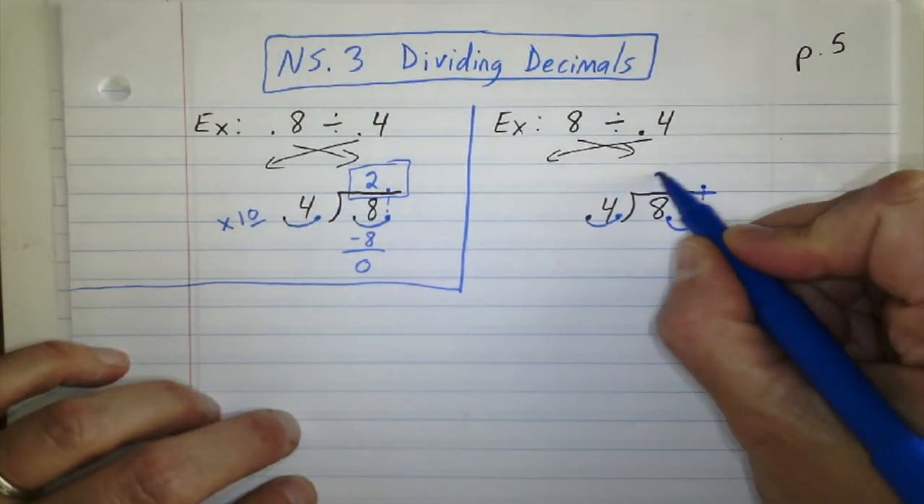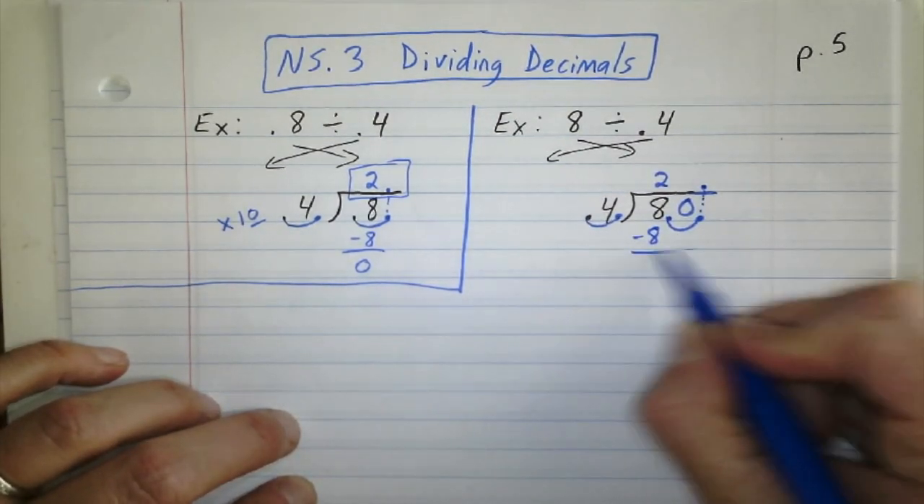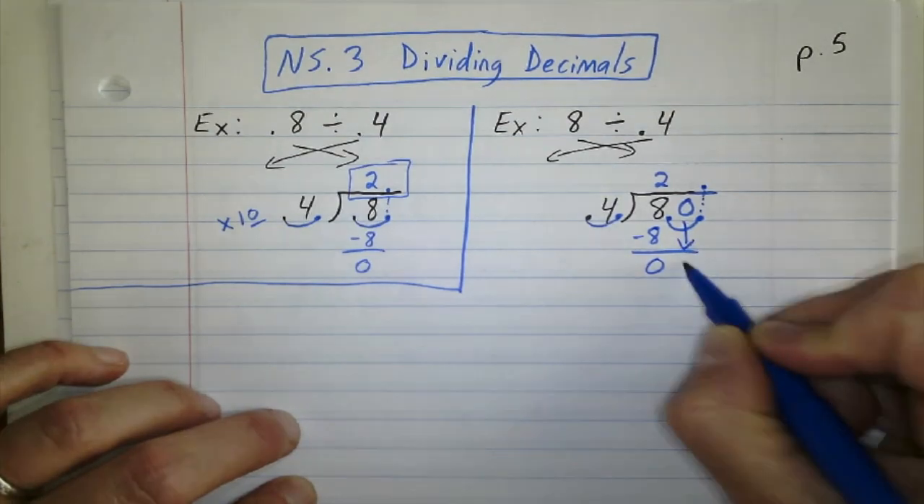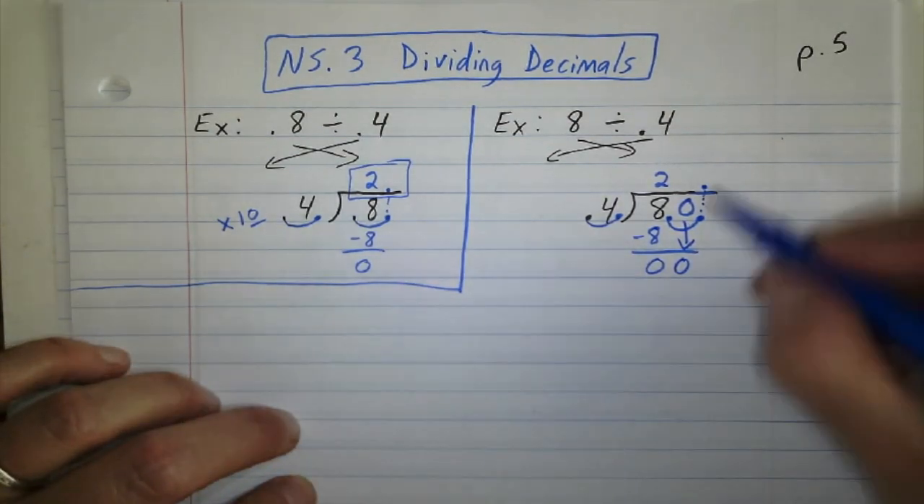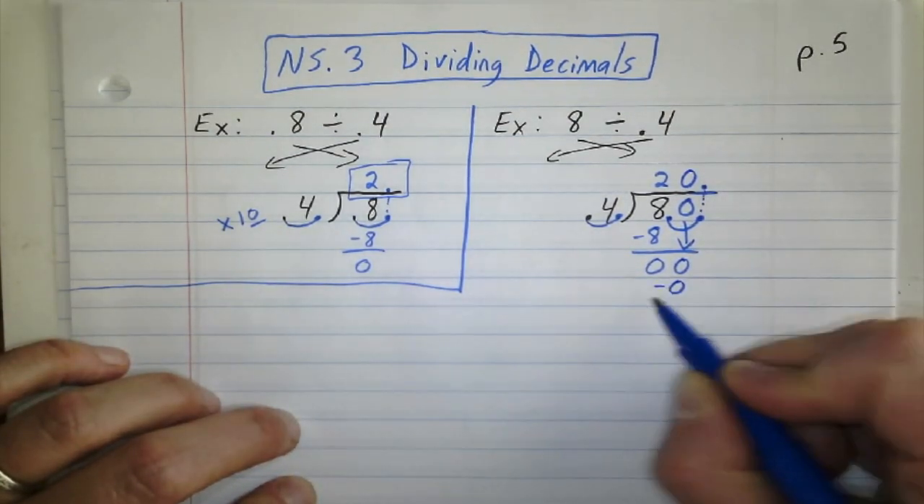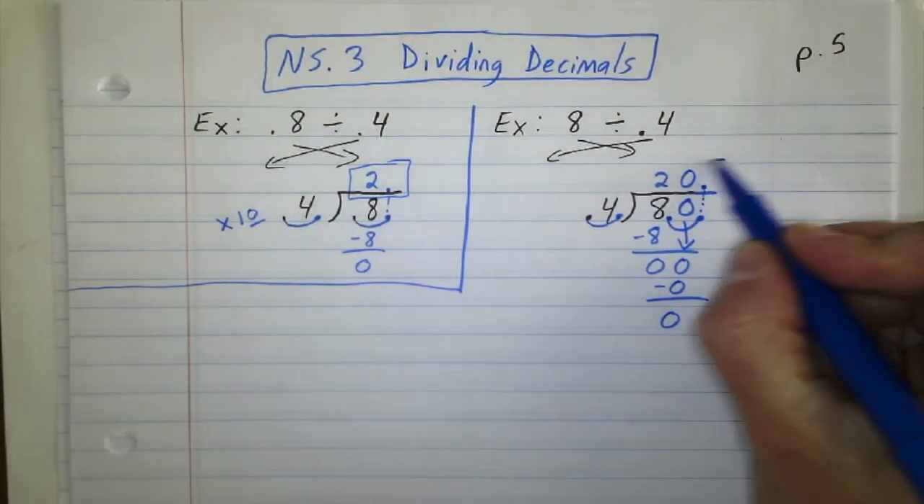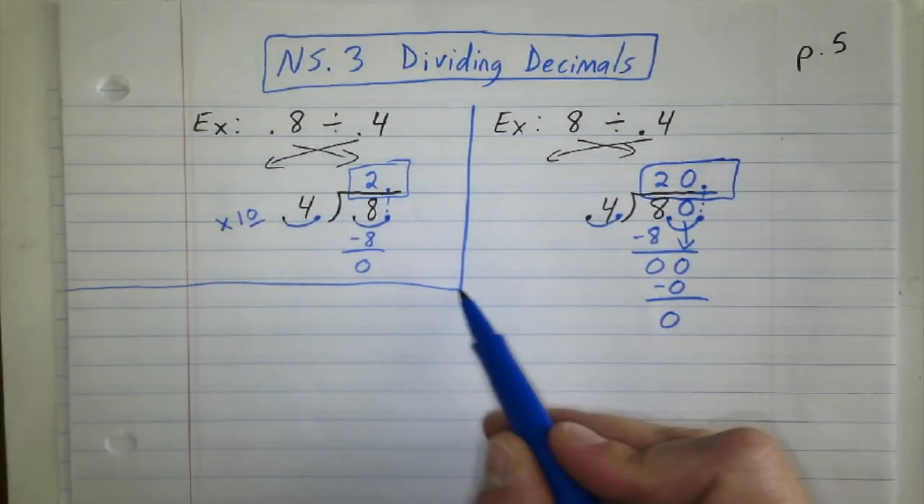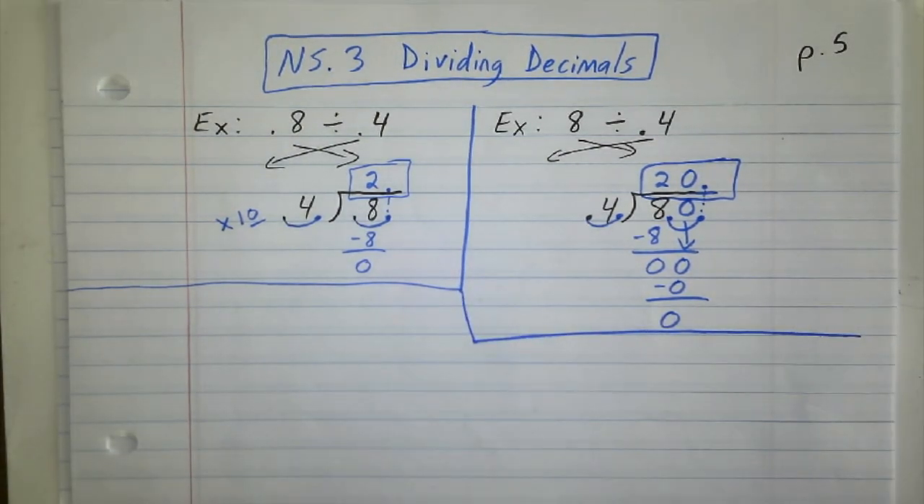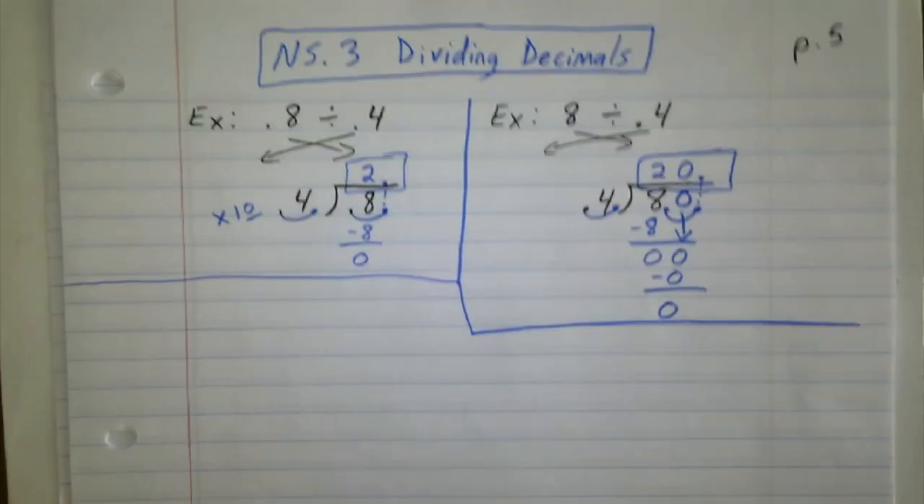4 goes into 8 2 times. It gives you exactly 8. Subtract and bring down. 4 goes into 0 0 times. And you will not have a remainder. And your answer is 20. 20 point is still just 20. I'm going to do a couple more examples here in our notes.